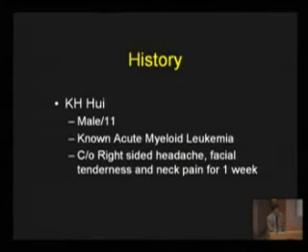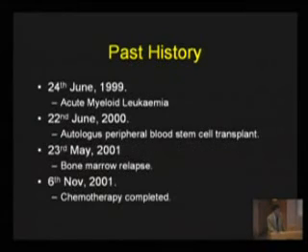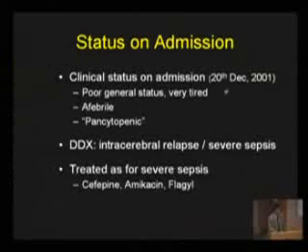He was admitted at the end of last year with right-sided headache, facial tenderness and neck pain for 1 week. That was his past history. He has acute myeloid leukemia diagnosed in 1999, and by November 2001 he had completed all his treatment, including total body irradiation and bone marrow transplant. But unfortunately, his condition is not well controlled. And he was admitted on December 20th, 2001.